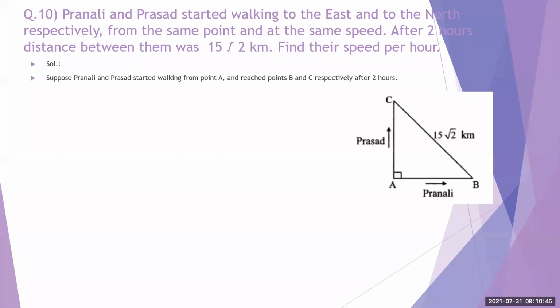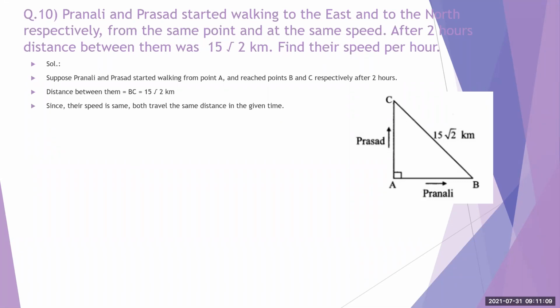So here, suppose Pranali and Prasad started walking from point A and reach point B and C respectively after 2 hours. Whatever the timing was given, that only we have written here. Next, the distance between them is given to us. What is that distance? Distance is BC, which is equal to 15 root 2 kilometers. This is also given to us.